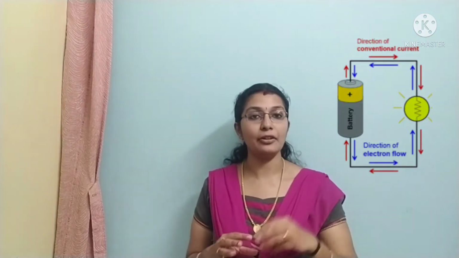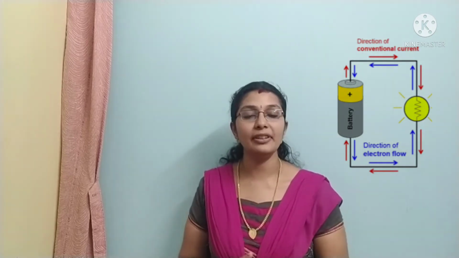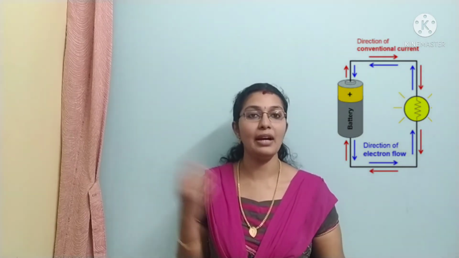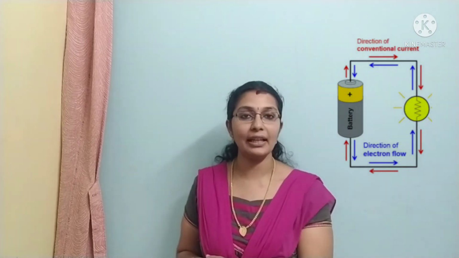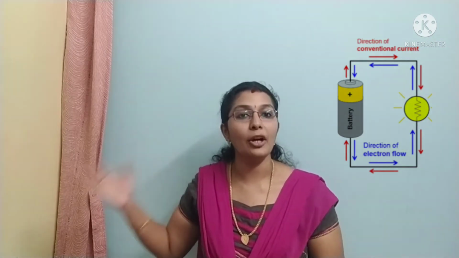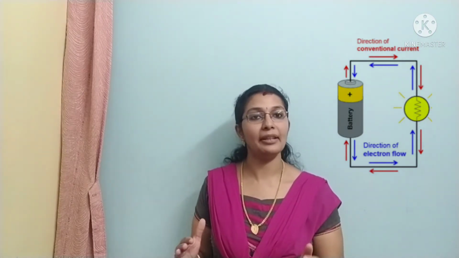Now, the direction of electron flow is from the negative terminal towards the positive terminal, or in other terms you can say it is from lower potential to higher potential. Whereas the direction of flow of current, or conventional current, however you call it, is from the positive terminal to the negative terminal. This direction explanation I have given in a previous video, so please do watch it, so you'll have a clear idea about it.